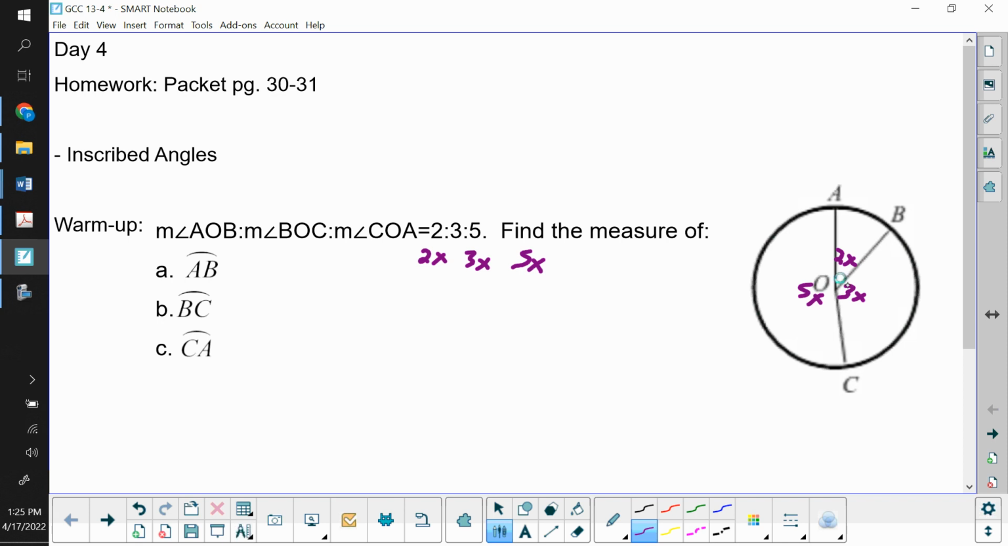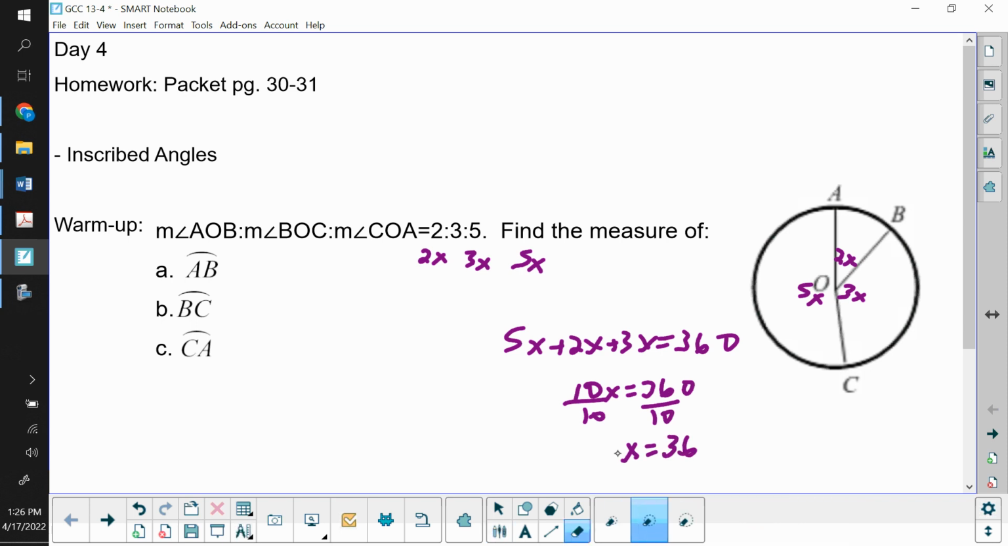Well, the angles around a point should add to 360. So we got 5x plus 2x plus 3x equals 360. So that'll be 10x equals 360. When you divide by 10, you just get x is 36.